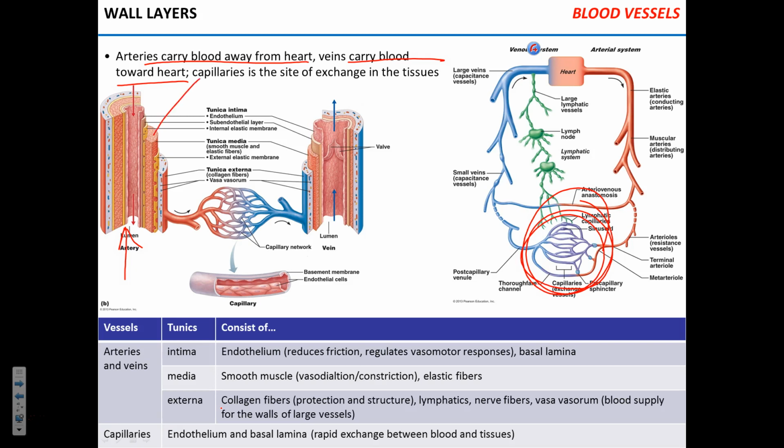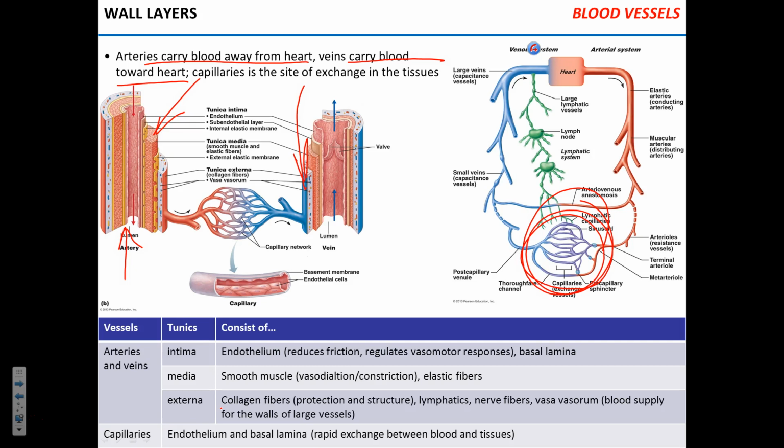Second layer is tunica media. When somebody says tunica media, that should immediately be, oh, smooth muscle. And the third layer is tunica externa, which is connective tissue, collagen. So something that holds and protects the entire blood vessel. Does that make sense? There are other structures, don't focus on those.